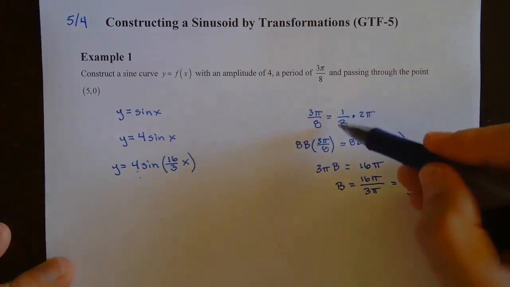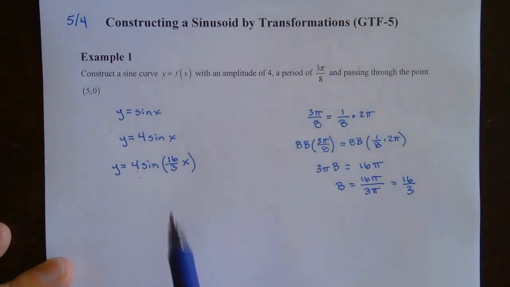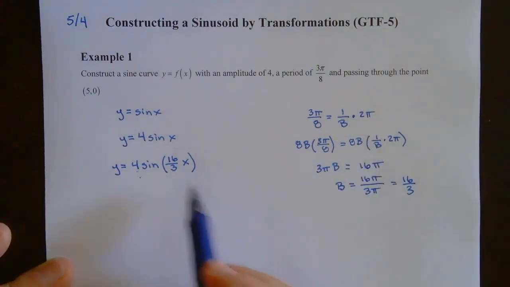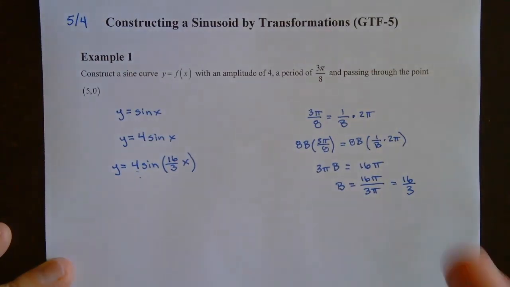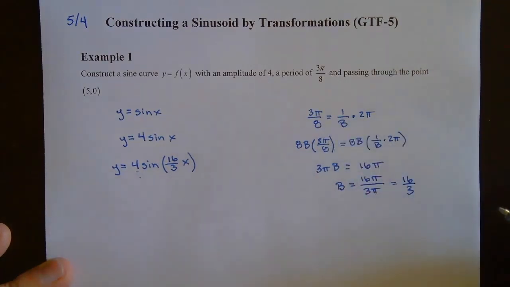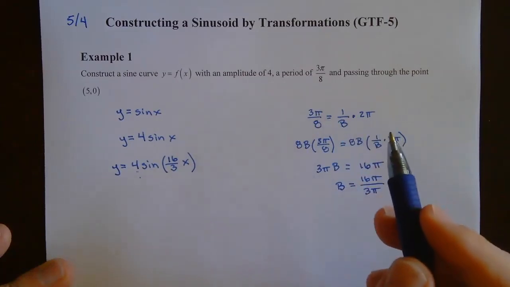We took care of the reciprocal part right here by multiplying by 1 over b. So if we multiply 2 pi by 3 over 16, because our b is 16 thirds, the reciprocal of 16 thirds would be 3 over 16. So if we take 3 over 16 and multiply it by 2 pi, we will get 3 pi over 8 for the period.